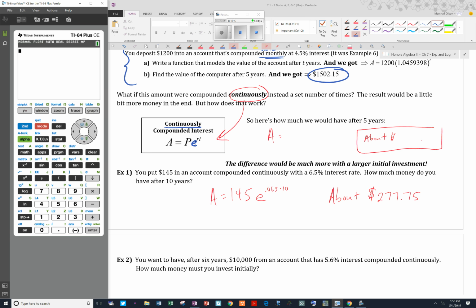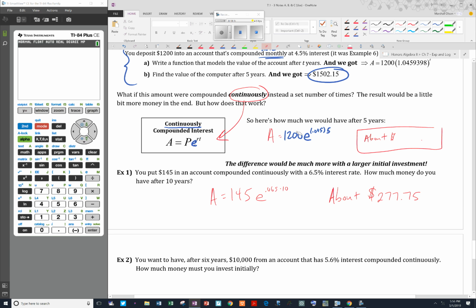It says, what if this amount were compounded continuously? So that same amount that we saved, $1,200, compounded continuously. So we're going to go e to the r, so it's that same 0.045 times t. And t is 5 in this problem. So everything else remains the same, except now we're doing continuously instead of monthly.